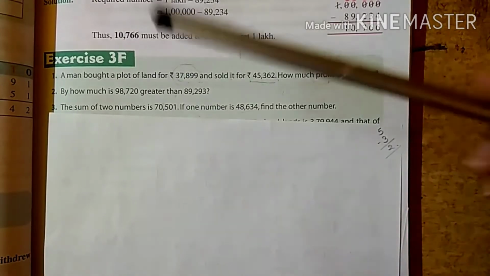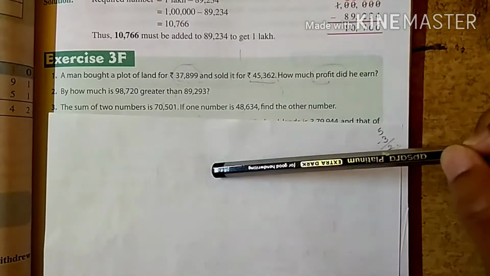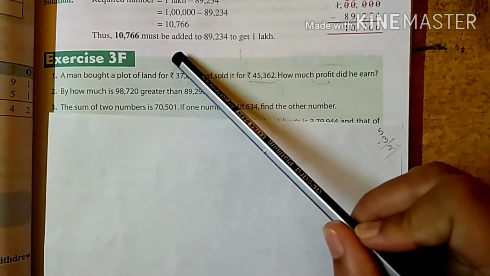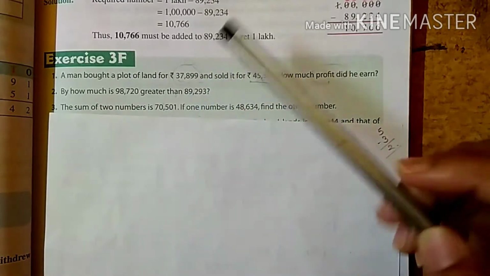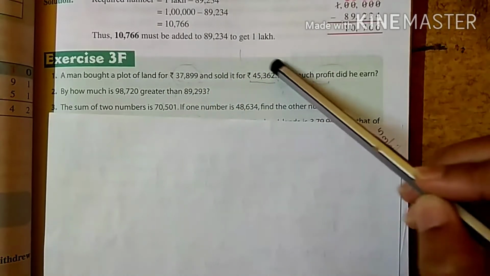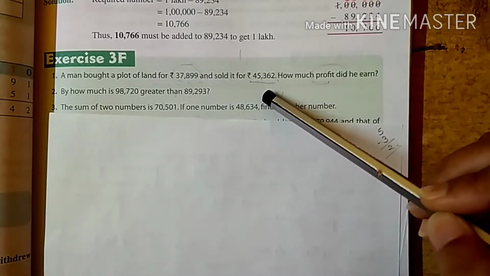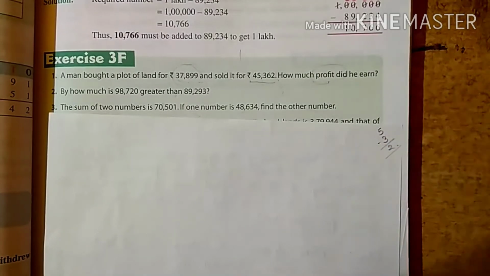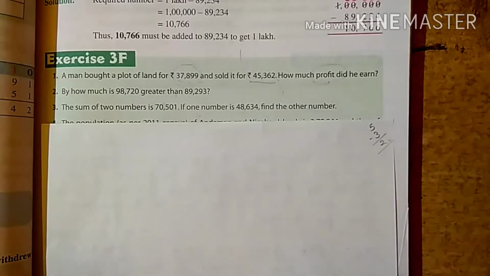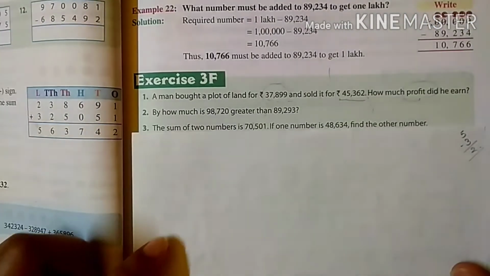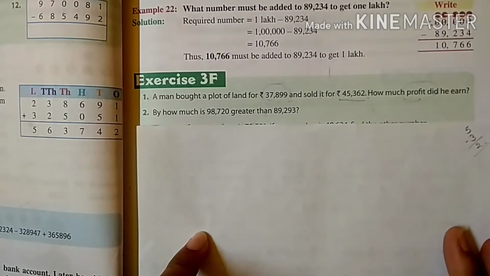Similarly, we have to calculate in this question as well. If he bought the plot at this many rupees and sold it at 45,362 rupees, we have to calculate how much extra money he has earned. That will be his profit. So let's start, how are we going to do this question.